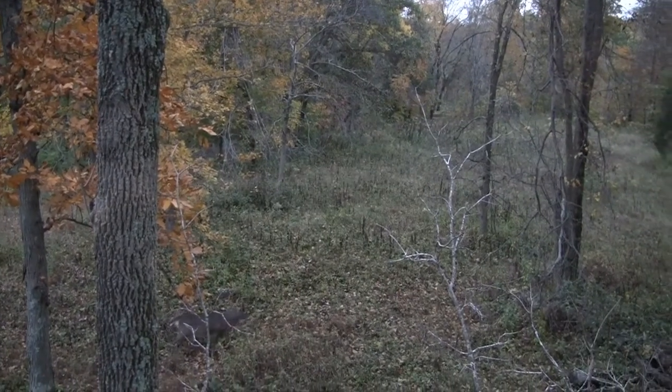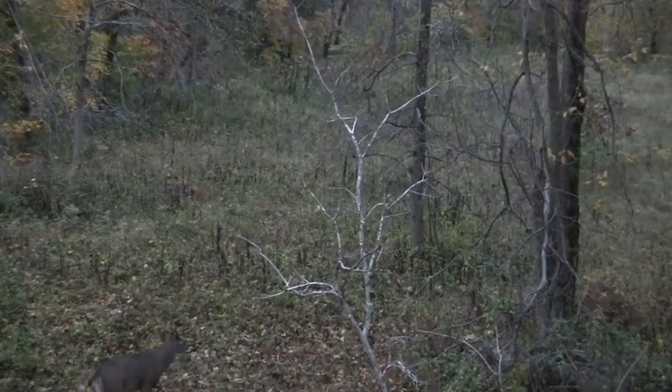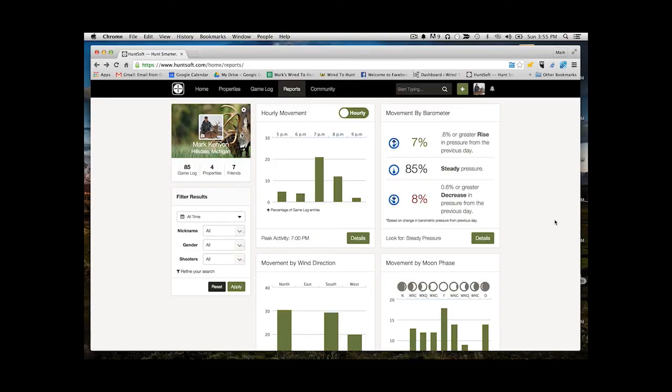Again, this is an example of how I was able to use HuntSoft. I was able to accumulate data over a couple of years, look at these reports to find out a couple of patterns that I can then pull from that and apply to my hunts. And this was just one example with one buck. I'm continuing to do this with other deer and with other properties, and I think it's something that can really be helpful.